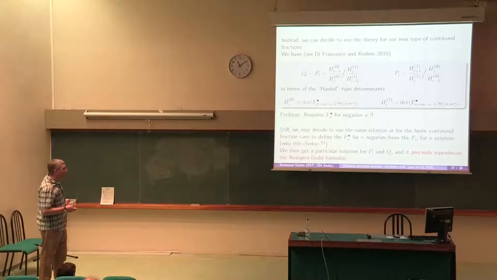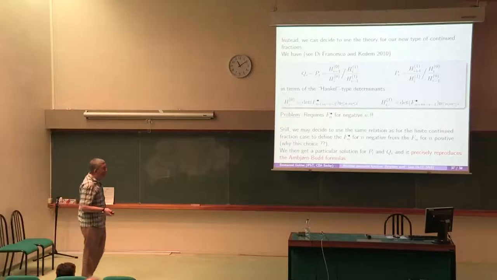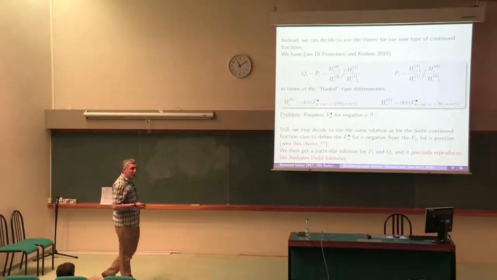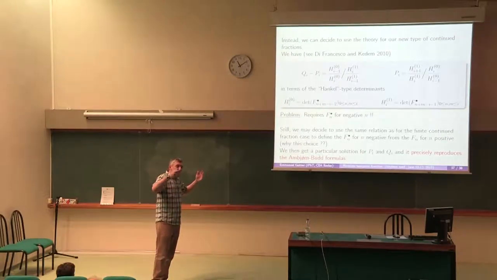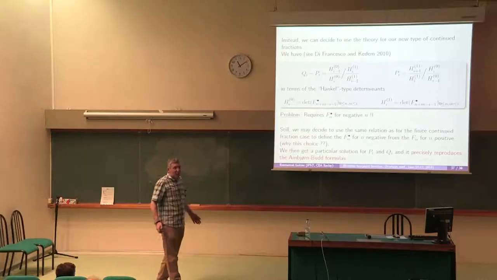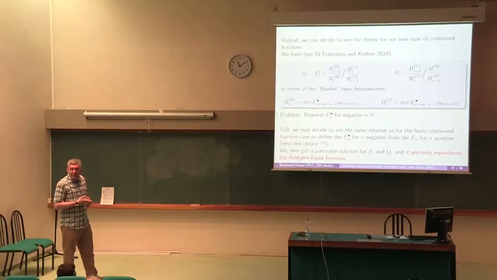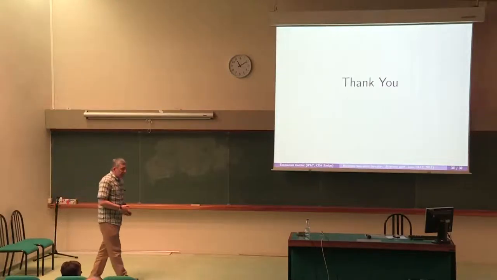Still, you may decide to use the same relation as for the finite case, which relates the f_n for n negative to the f_n for n positive. But why this choice? I don't know. But you can do that, and if you do, you recover precisely the Ambjørn–Budd formulas. So there's something to understand there. And of course, not only do you recover this formula, but when you apply it to maps with hexangulations or whatever, you get the correct formula too, which was not known so far. But there's still one point missing: why you should use this recipe to choose the f_n for negative n.